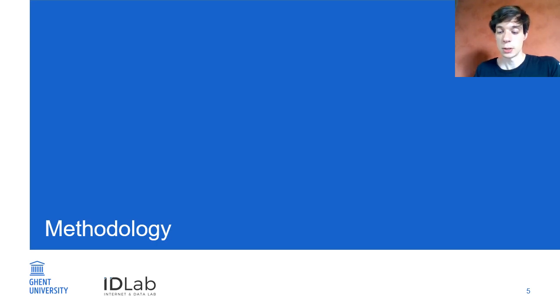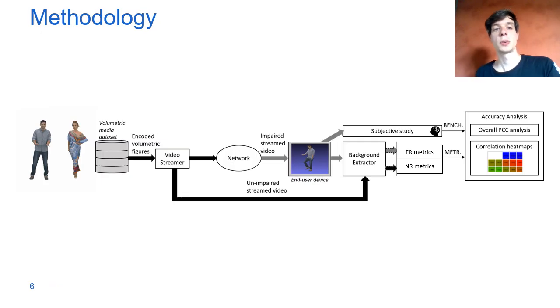Now, how did we approach this? We used the volumetric media dataset from our previous study and provided a setup in which the end-user device can actually request the point cloud objects in different quality representations, as is the case for traditional adaptive streaming. And these objects are then embedded within a video that is sent over the network to the client side, where we implemented a background extractor mechanism based on which a set of full and no reference metrics is calculated, which can afterwards be compared to a subjective benchmark in terms of Pearson linear correlation.